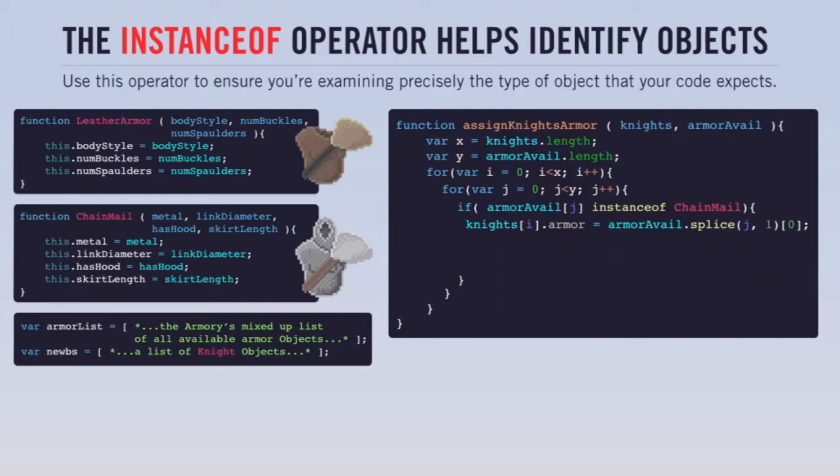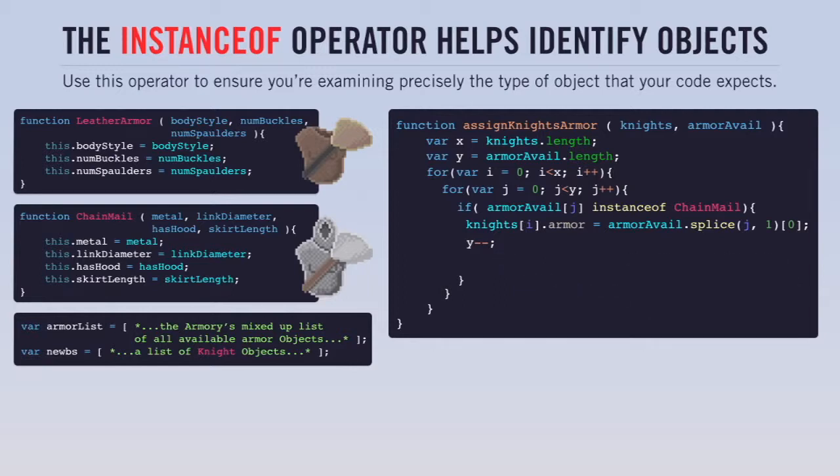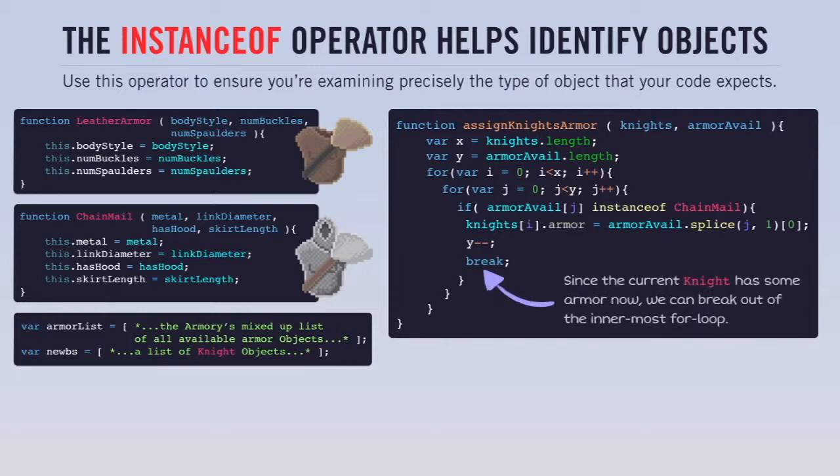Now, since we've taken an object out of our armor array, we need to go ahead and modify our cached length so that every time we get to that innermost nested loop, we don't go out of bounds on our array of armor. And since the current knight has some armor now, we can go ahead and break out of the innermost for loop.